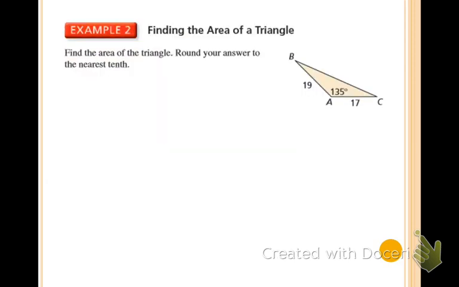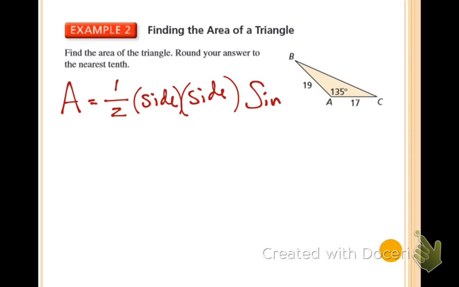Here's our example. We're going to find the area. Seniors, this is just a reminder. So area equals 1/2, whatever the side they give you, times the side they give you, times sine of the angle they give you. So all we do is plug and chug.